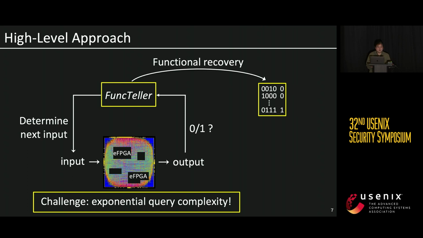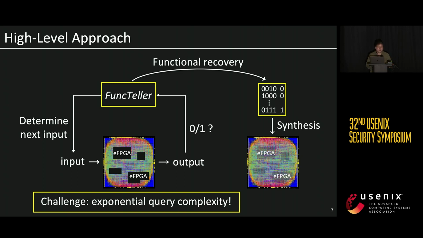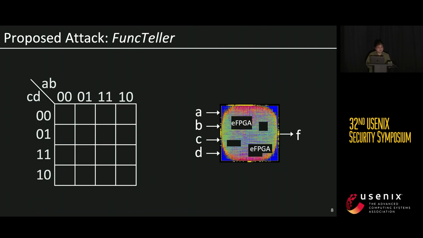design. To apply this predicted functionality to the real chip, the attacker further requires a synthesis step. This process could be achieved by many commercial synthesis tools. And therefore, we recover the black box part of the eFPGA protected circuitry. So now let's discuss how FuncTeller predicts the design.